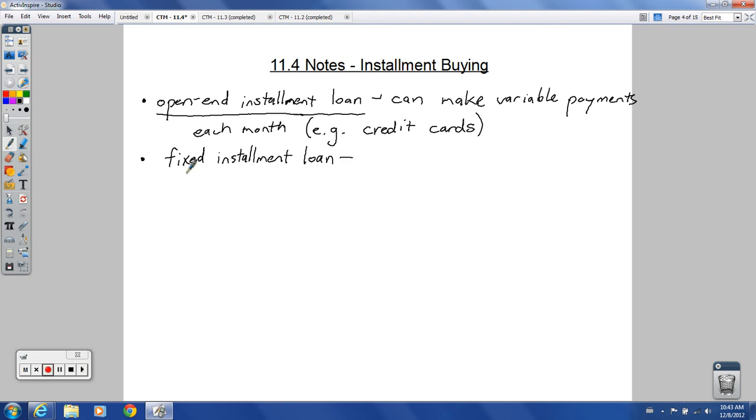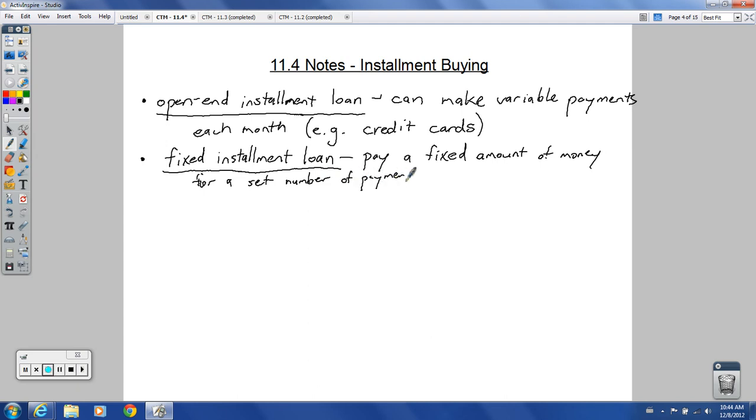And then another one, fixed installment loans. So a fixed installment loan, what's the difference between that and an open-end installment loan? Fixed installment loans have it where you pay a fixed amount of money. So the amount doesn't change and it gets paid off at a specific due date here too. So you pay a fixed amount of money for a set number of payments. And generally they are monthly payments. Generally monthly.